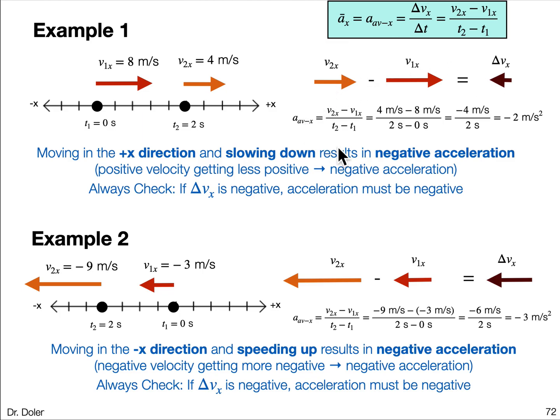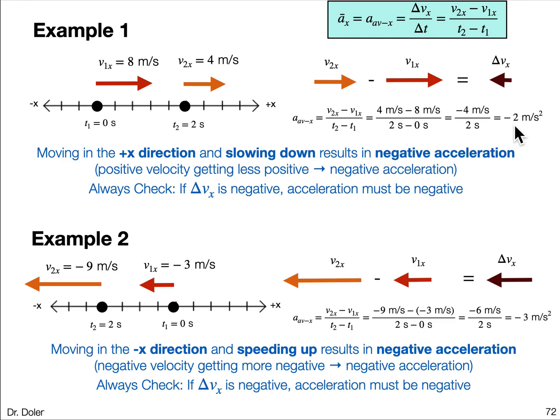Right, so that kind of denotes that delta v is negative. Or we can do this with our formula. We can plug in our velocities. Our final velocity is 4. Our initial velocity is 8, so 4 minus 8. The amount of time that has elapsed is 2 seconds. So we get negative 4 divided by 2, or negative 2 meters per second squared. So we can see here that we have both a negative delta v and a negative acceleration. So this is negative acceleration.